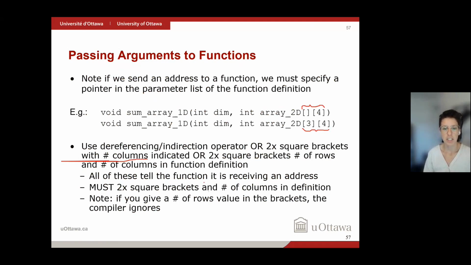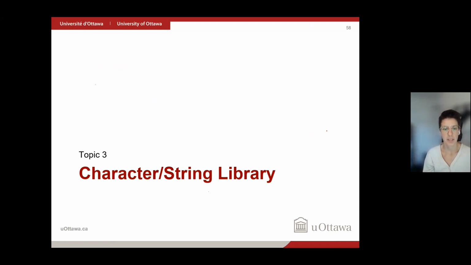The function needs this information. Now, if you give a number of rows here, so right here, if I give this value 3, the computer is ignoring it anyway. So if you want to include it for function readability, which is what I do, then please do that. But otherwise, you don't need to include it, but you do need this value for the number of columns. Okay. We're going to cover this topic and then we'll do an example, and then that'll be it for today.